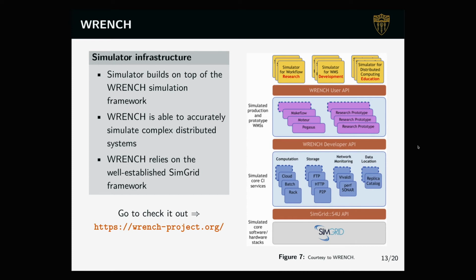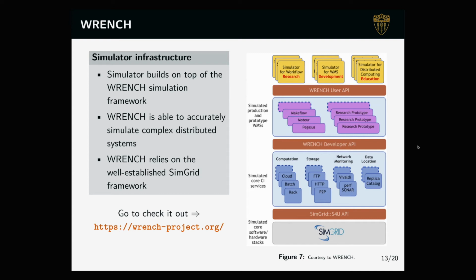So now that we have our workflow execution traces, we need to pay attention to our simulator. For the simulation part, we rely on WRENCH. WRENCH is a simulation toolkit that is able to accurately simulate complex distributed systems, and it's easy to use. It has a nice API, and WRENCH relies on the well-established SimGrid framework for the whole software and hardware stack. So you can go check out what they are doing. It's a really cool project.